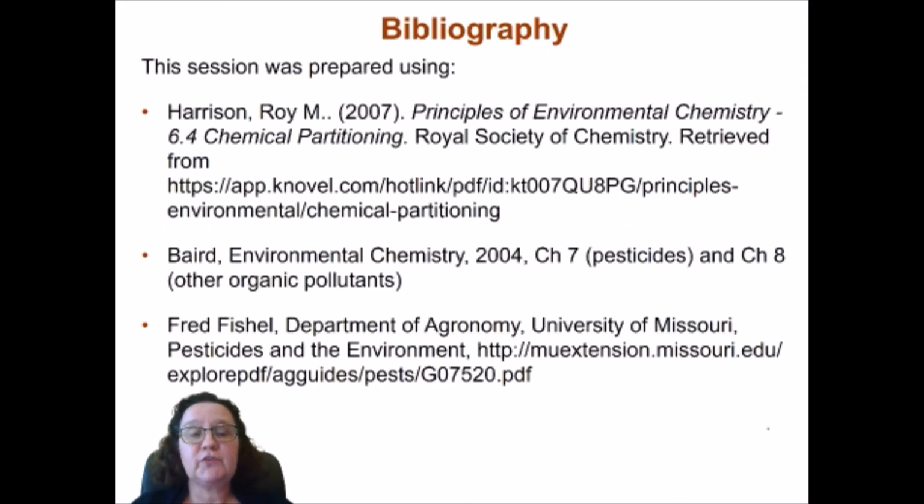This is the bibliography I've used for the session. You have access to Harrison's chapter through the Novel database, and there is a link on Blackboard. I've also used BART environmental chemistry, a bit on the section of pesticides, and also chapter 8, other organic pollutants. You do not have access to that on the Blackboard. This is a paper book. You will have to get it from the library. And finally, this resource from the University of Missouri, Pesticides and Environment, which is a short 6-page PDF that gives a brief overview of the environmental fate of a chemical, in this case a pesticide.